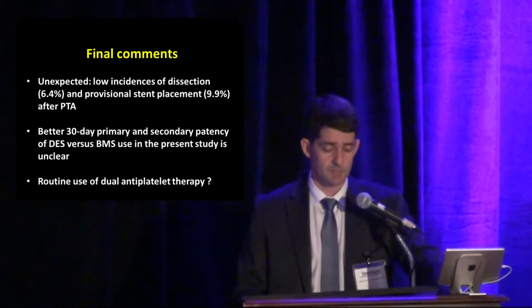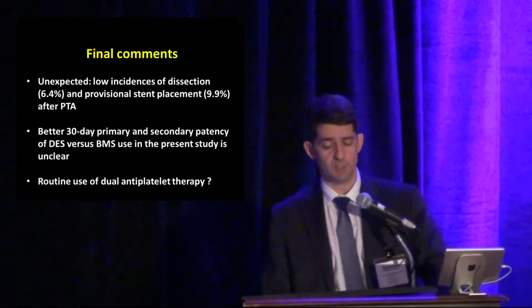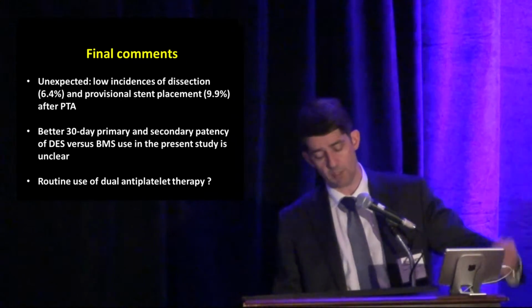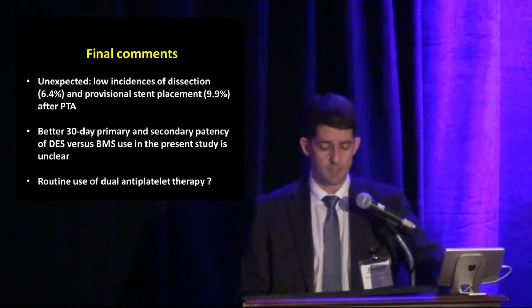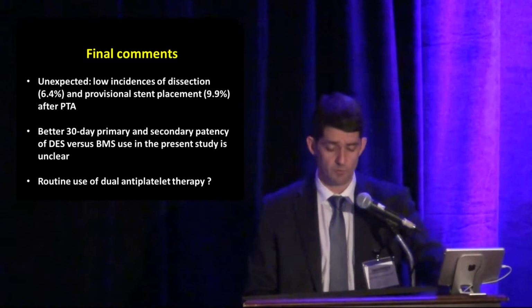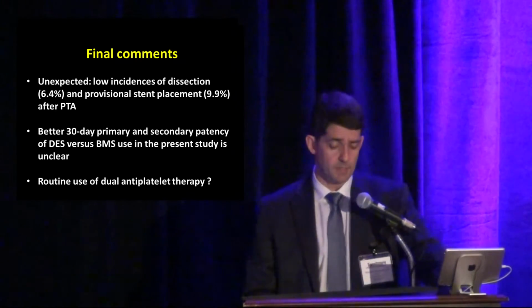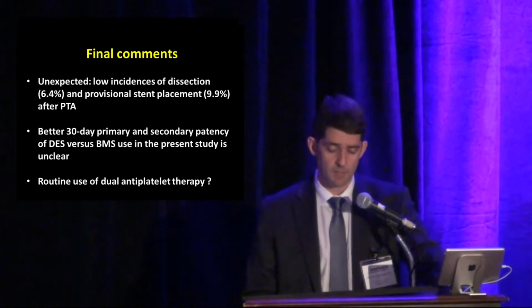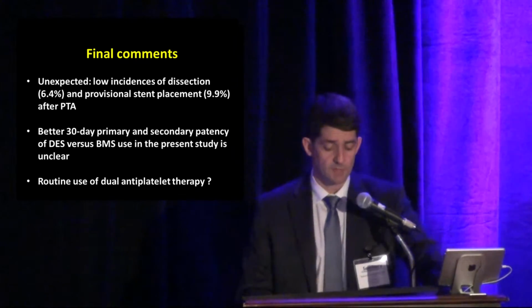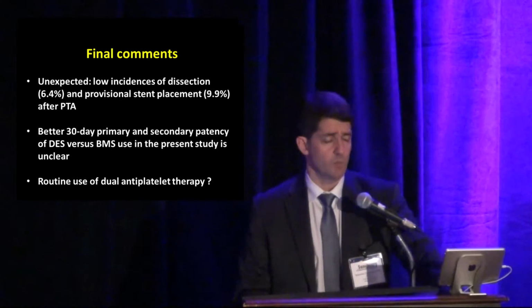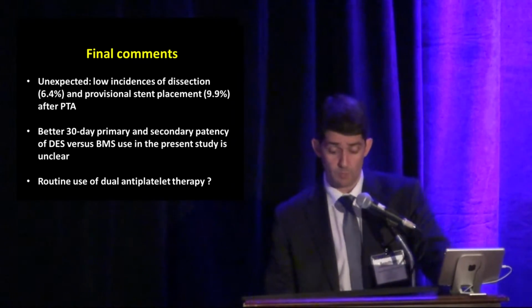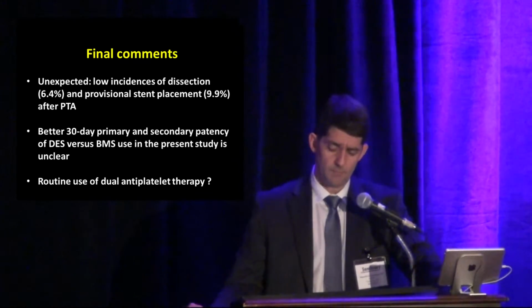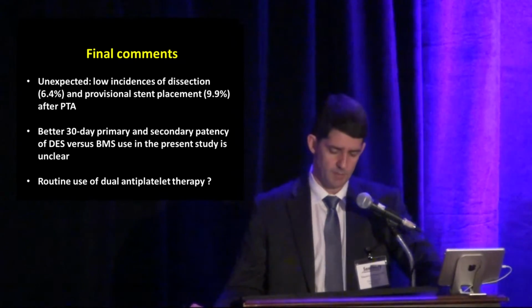In the final comments, there was an expected low incidence of dissection. They were expected to have much more dissection or occlusions, and the need for provisional stents in the angioplasty group. And at 30 days, there was significantly better primary and secondary patency in the drug-eluting stents versus bare metal stents. One of the things they address in the paper is that this could be because of the dual antiplatelet therapy versus single in the bare metal stent.